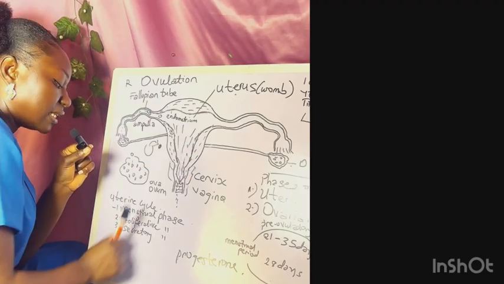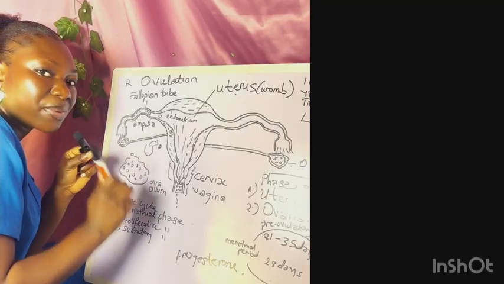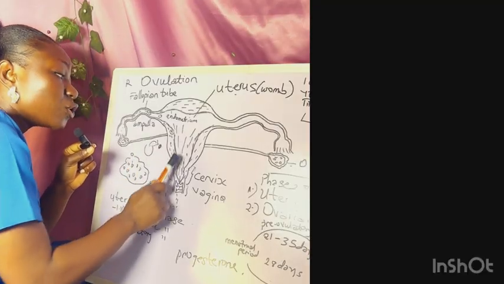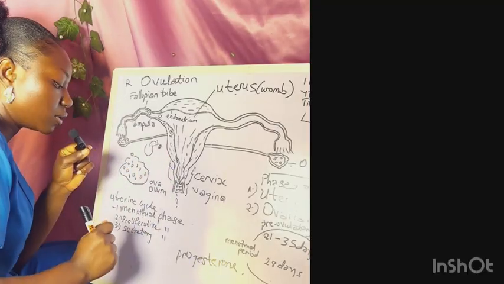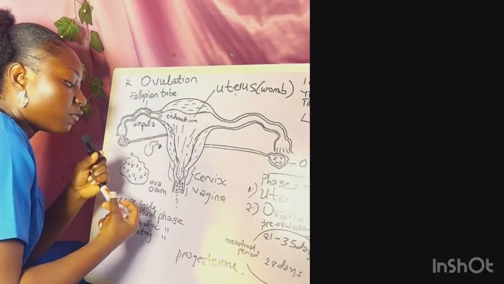Because at this point in the menstrual cycle, we are hoping that possible sperm has entered. Okay, so this mucus performs two major functions. One of it is to prevent additional sperm from entering.